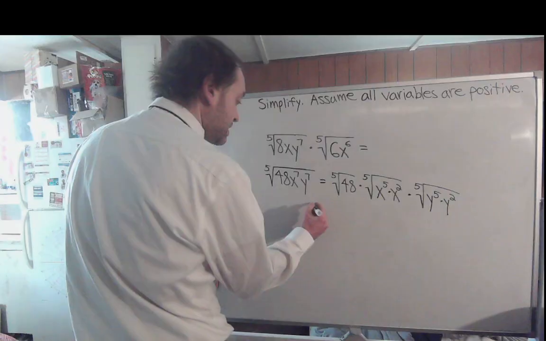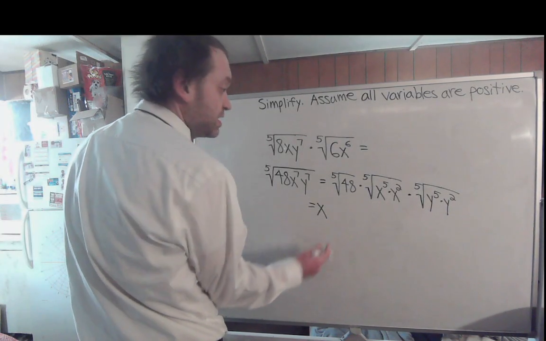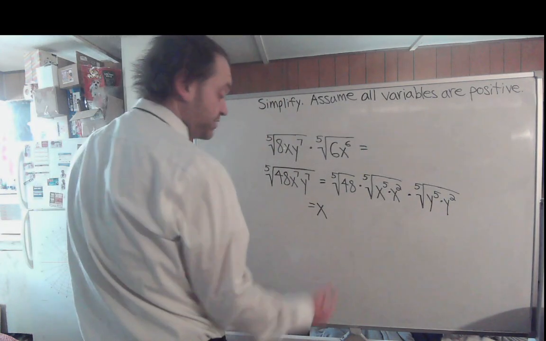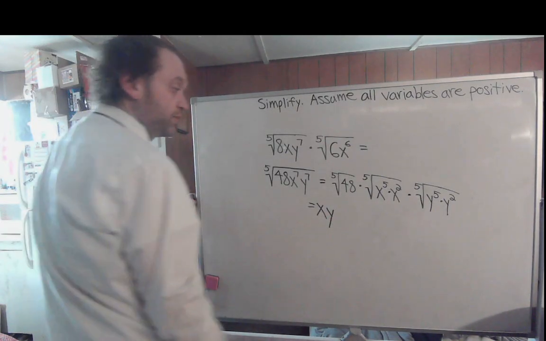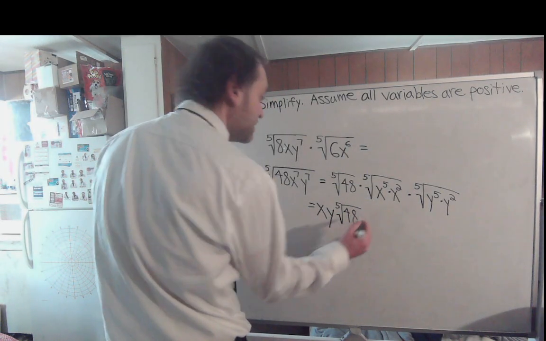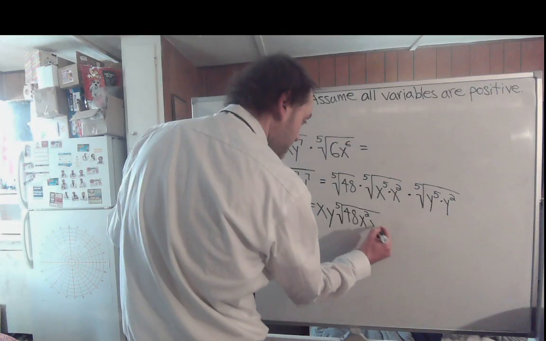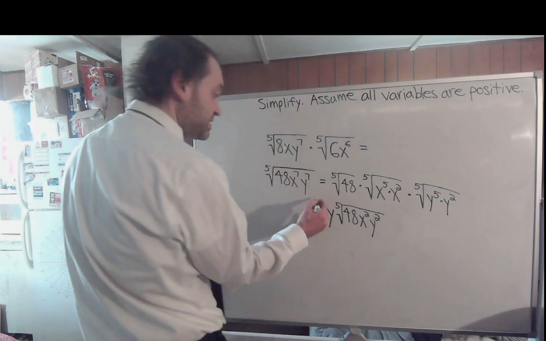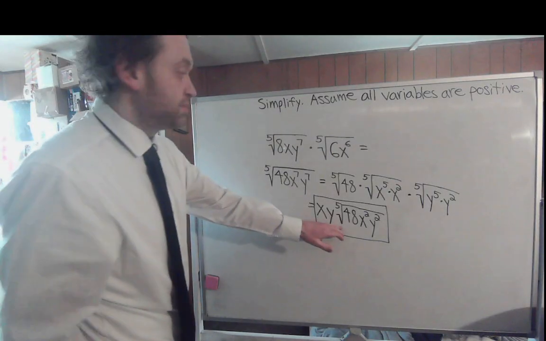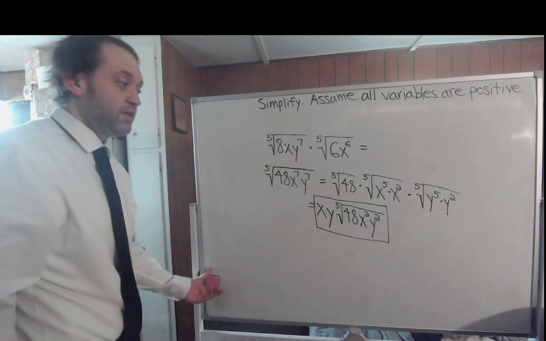But let's look at the fifth root of x to the 5th. What does that give you? That just gives you x. The x squared we can't do anything with, but what about y to the 5th? The fifth root of that is y. So you'll end up with xy times the fifth root of 48. You'll have that extra x squared and then the y squared. So the best this is going to simplify into is xy times the fifth root of 48 x to the 2nd y to the 2nd. That's the best we can do for that.